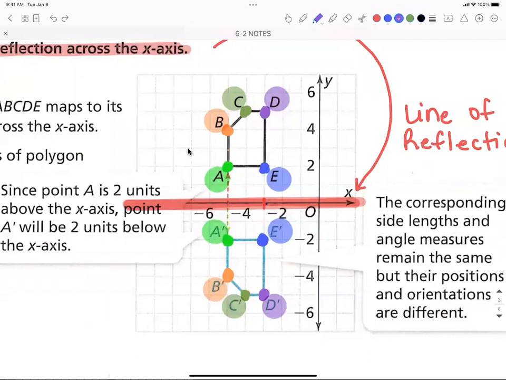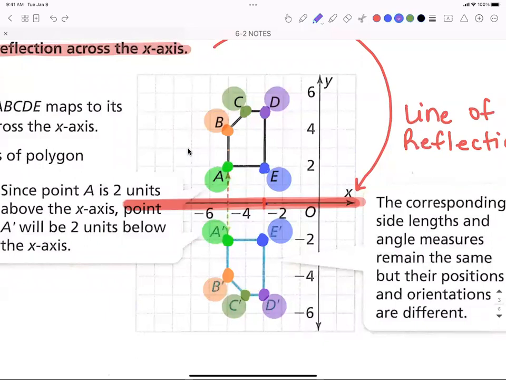Okay. When you're done and you connect the dots, you should have a nice, perfect, same size, same shape, flipped upside down, over the line of reflection. And you'll notice that the E and the A were the closest to the line. In the reflection, E and A also need to be closest to the line. You'll notice that C and D were furthest from the line. C prime and D prime also need to be furthest from the line. That's what a true reflection is.